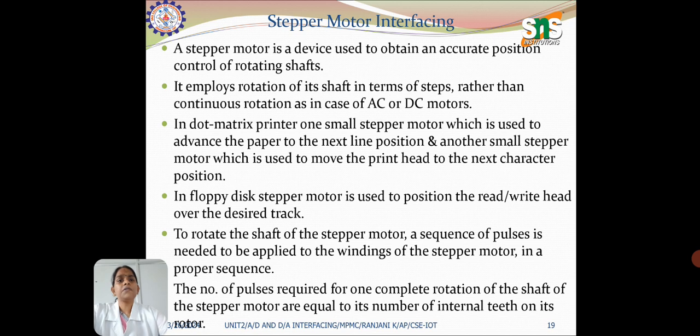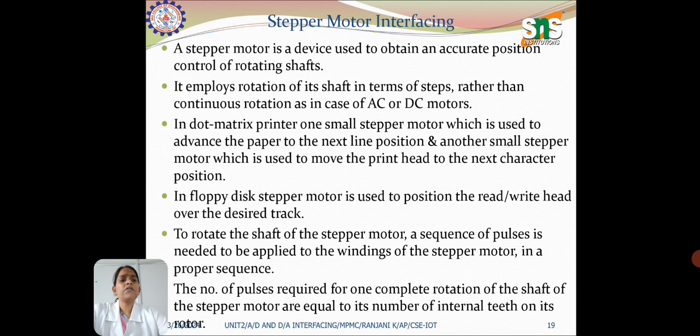half step sequence. In a dot matrix printer, one small stepper motor is used to advance the paper to the next line position, and another small stepper motor is used to move the print head to the next character position. In a floppy disk drive, the stepper motor is used to position the read and write head over the desired track.